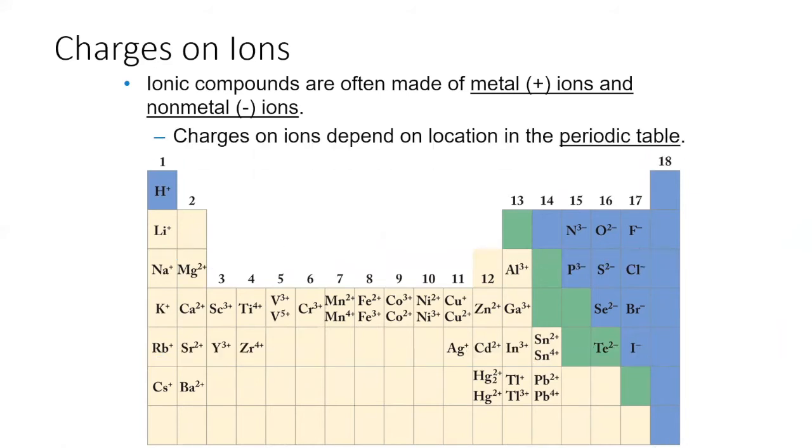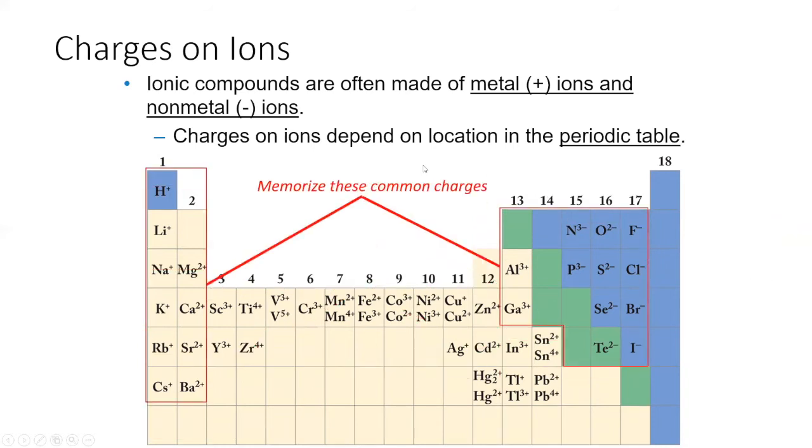Holy heart failure! Okay, now what you need to know is what charges form on the ions based on their position on the periodic table. So charges on ions depend on the location in the periodic table, and you can see those listed out in this periodic table. The reason why I put that sound effect in there is because I don't expect you to memorize all of these possible charges, but there are some that you can memorize fairly easily and quickly based on the column, based on the group.